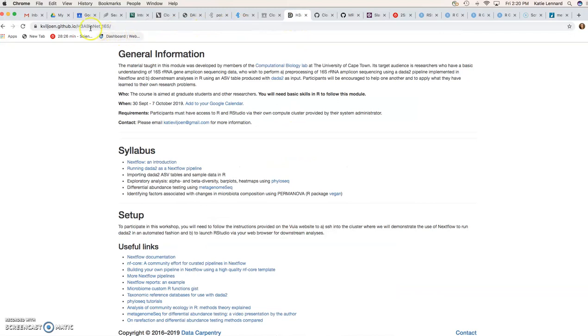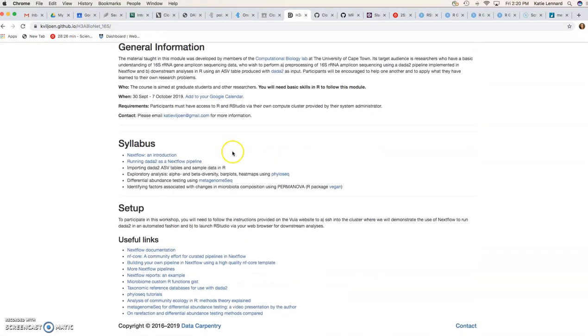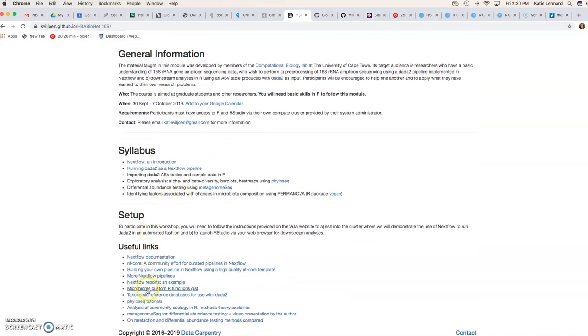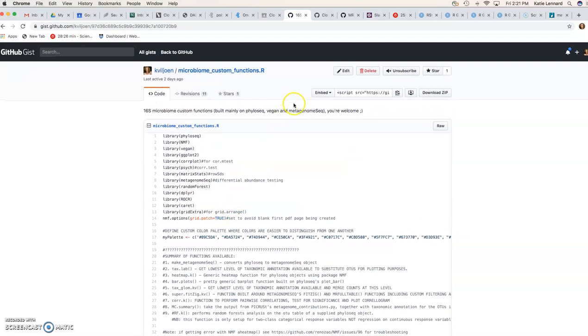I've listed here on the H3ABioNet downstream analysis page, at the bottom, the microbiome custom functions R gist, and that is where, if I do any updates to these functions, you'll be able to find it.